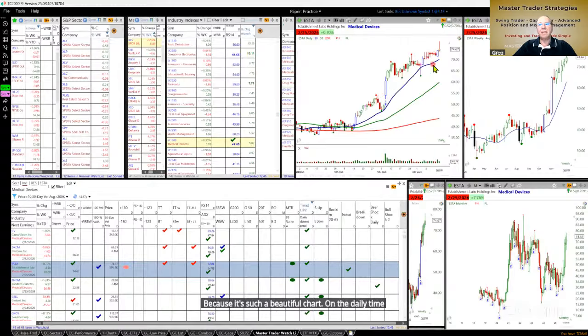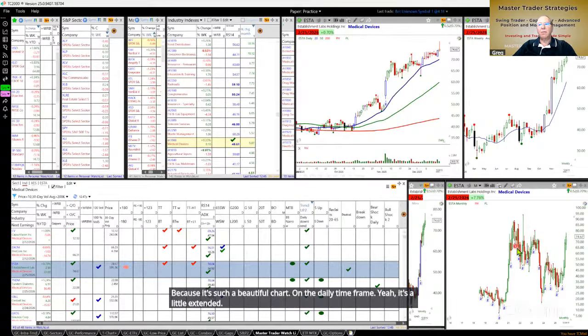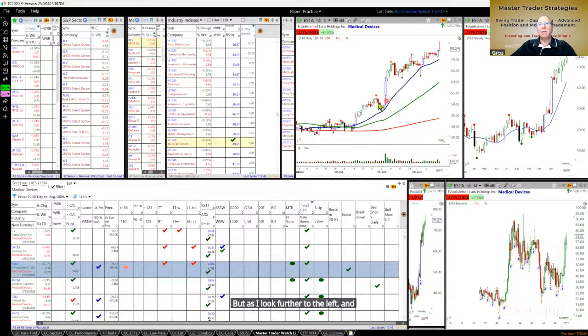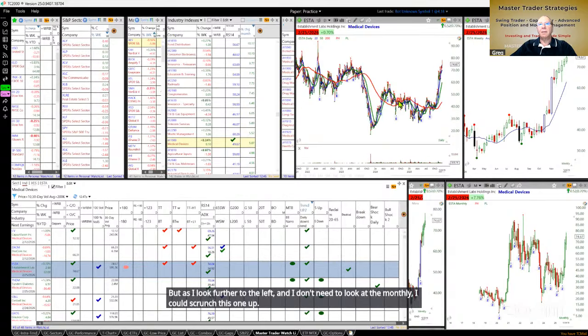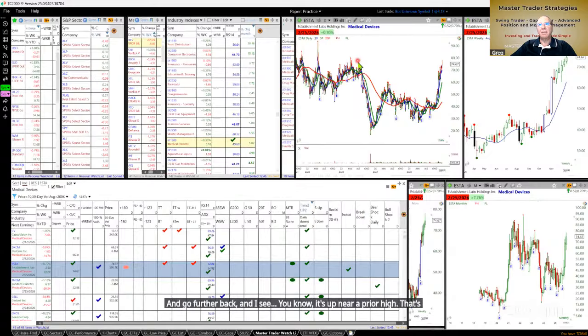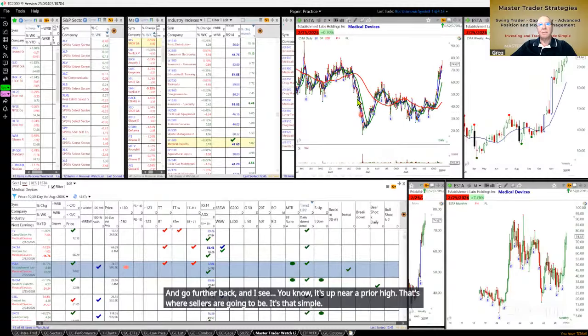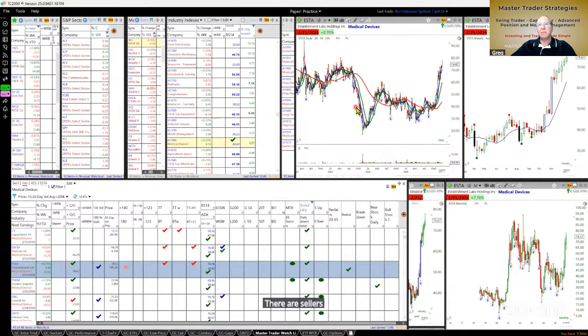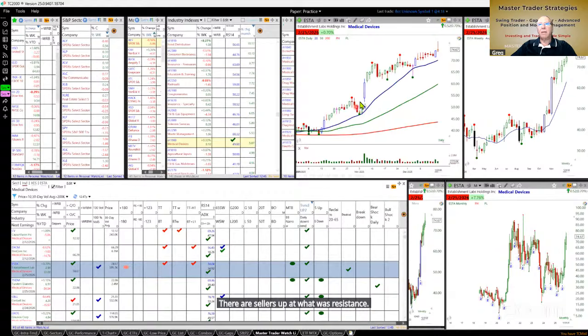Yeah, it's a little extended, but as I look further to the left, and I don't need to look at the monthly, I could scrunch this one up and go further back. And I see it's up near a prior high. That's where sellers are going to be. It's that simple. There are sellers up at what was resistance. There's going to be buyers down here. See these, what we call pivots?